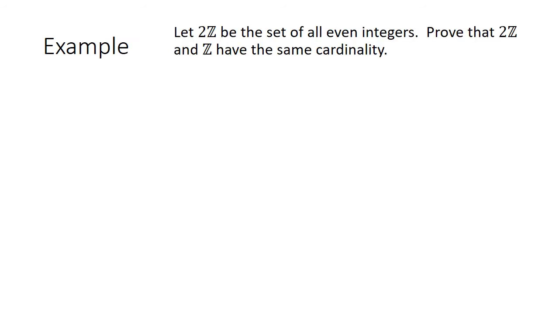Okay, let's look at an example where we apply this new definition of cardinality. So let 2Z be the set of all even integers. So in other words, 2Z is this: ..., -4, -2, 0, 2, 4, and so on, like that. So going off infinitely in both directions. We want to prove that 2Z and Z have the same cardinality.